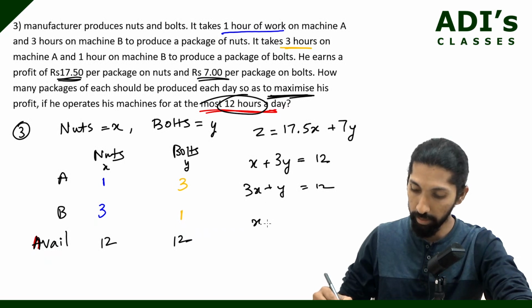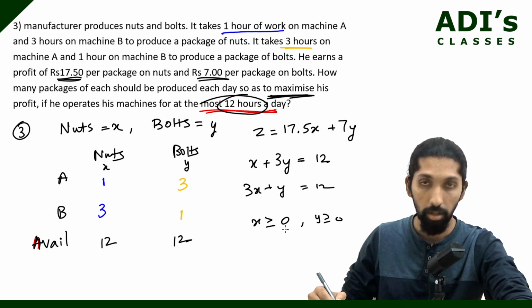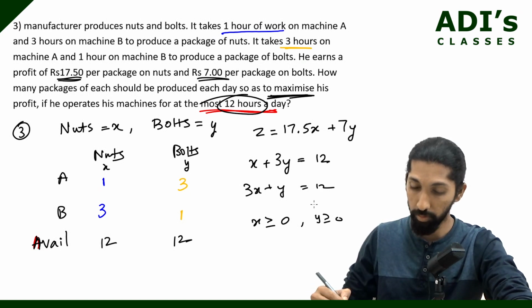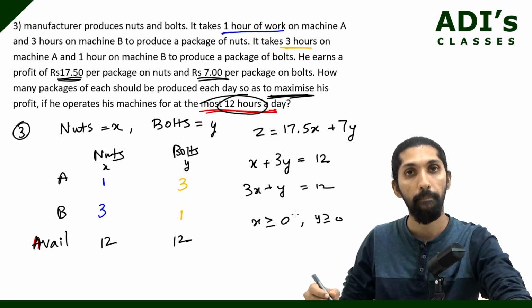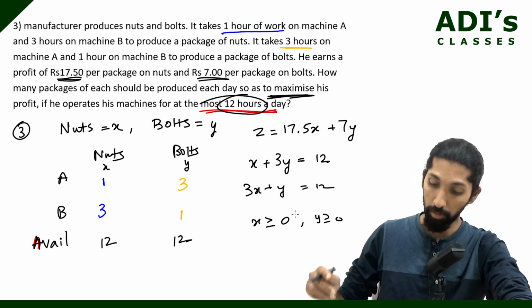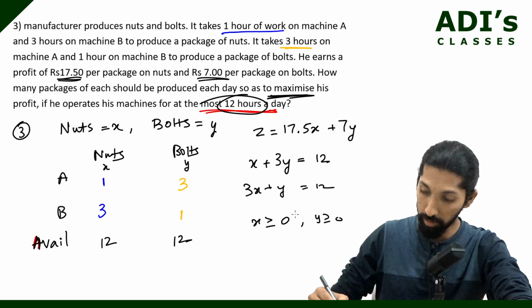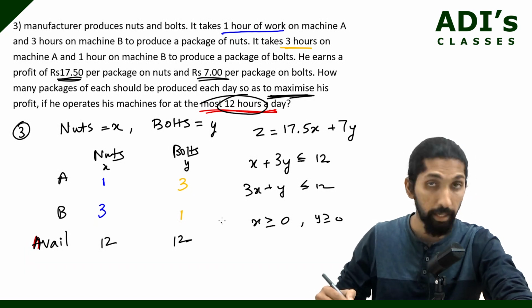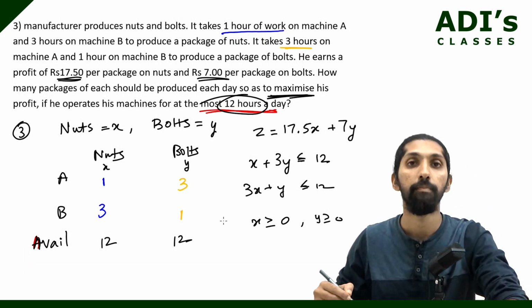And of course, x is greater than or equal to 0, right? So now we have these two x and y conditions. Now after this, what do we do? First, we have these values. Of course, guys, this is less than or equal to, okay? Don't take it as equal to. It's less than or equal.